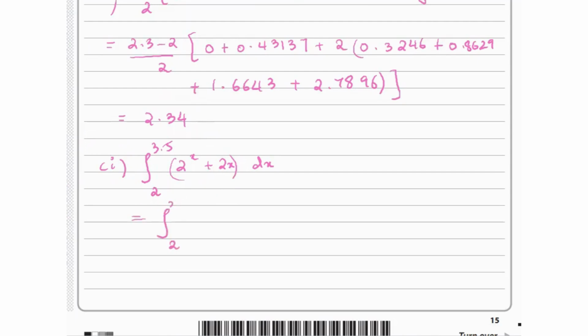This will help us in going back to the equation given in the question, which is 2 to the power of x minus 2x, plus 4x. What we will do now is split this into two parts. One part is the integral of 2 to the power of x minus 2x dx from 2 to 3.5, and the other is the integral of 4x with the same limits.